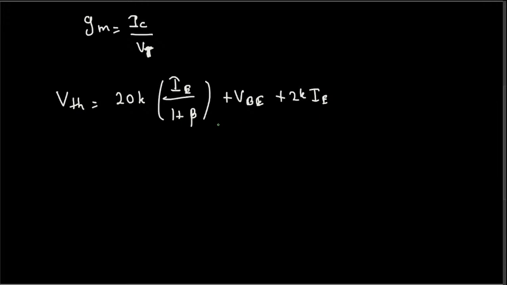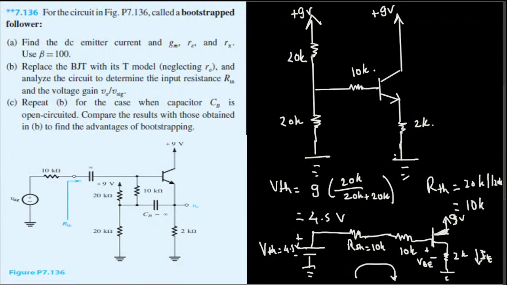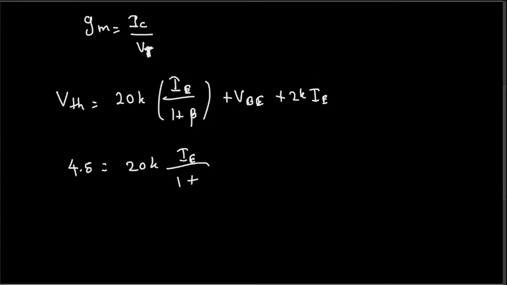That is it. Now what else do we have available? Writing IB in terms of IE helps us, because when we do that, we only have one unknown variable. Then only can we solve it. Otherwise, it's hard to solve. Now VThevenin is available to us, that's 4.5, and then this is 20K. IE is unknown, and then 1 plus beta. Beta is given in the question, that is 100. Plug that one in here.